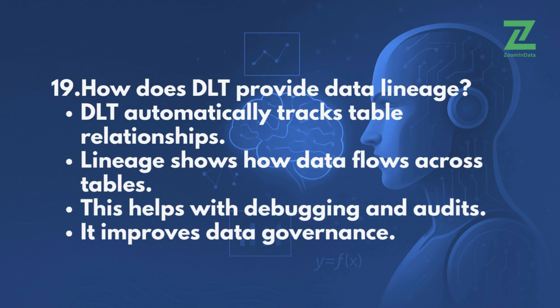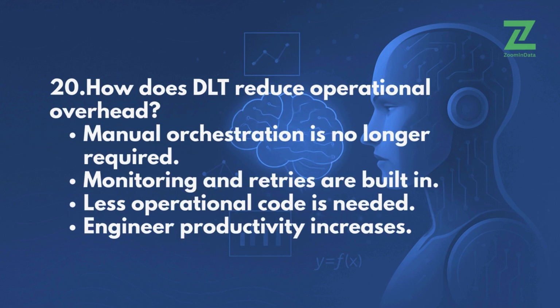How does DLT provide data lineage? DLT automatically tracks table relationships. Lineage shows how data flows across tables. This helps with debugging and audits. It improves data governance.